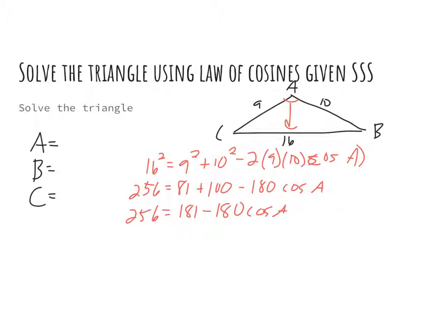I subtract 181 over to the other side, and I get that 75 is equal to a negative 180 cosine of A. Always remember to keep that negative. It's very important. Divide both sides by negative 180. I get a negative 0.42 is equal to the cosine of A. Inverse cosine of both sides.